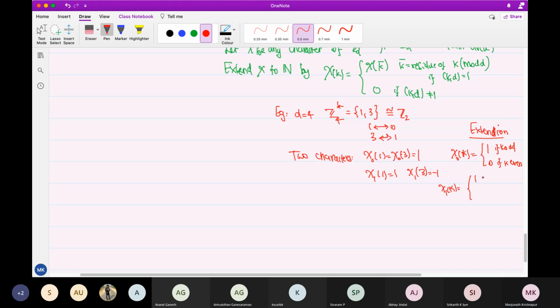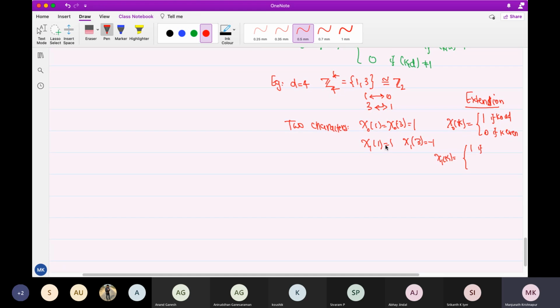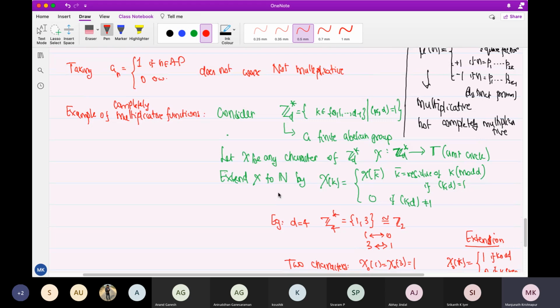Okay, so chi 1 will be 1 if k is 1 mod 4, minus 1 if k is minus 1 mod 4, and 0 otherwise. Otherwise is if it's an even number. Okay, so there are two such characters. So this is just to have an example in mind.